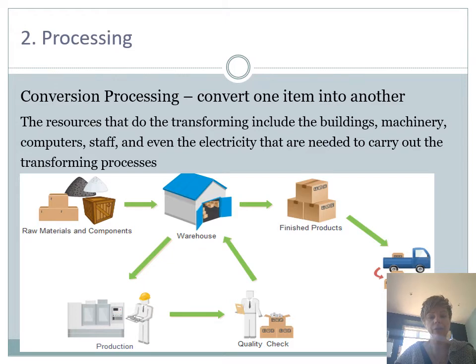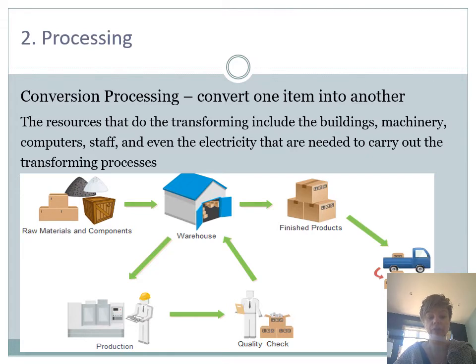So after a company has purchased all of the raw materials or natural resources required, and they have their capital resources in place, their factories and machines, etc., and they have some human resources in place, we're talking here about labor and employees, then they begin the process of processing. Conversion processing means to convert one item into the other, question seven. The resources that do transformation, again, we'll see a list. You can see in the little handout, the little graphic underneath the picture, can show you how this happens.